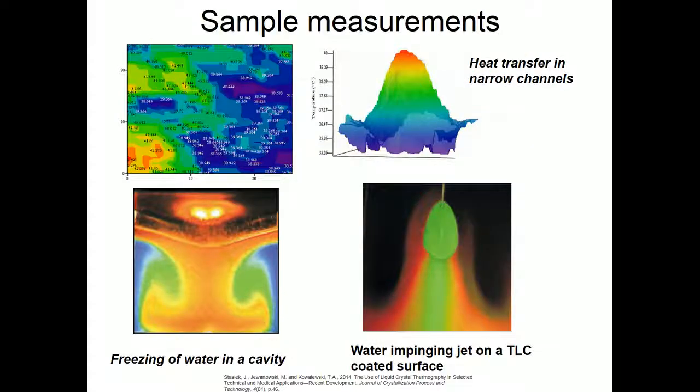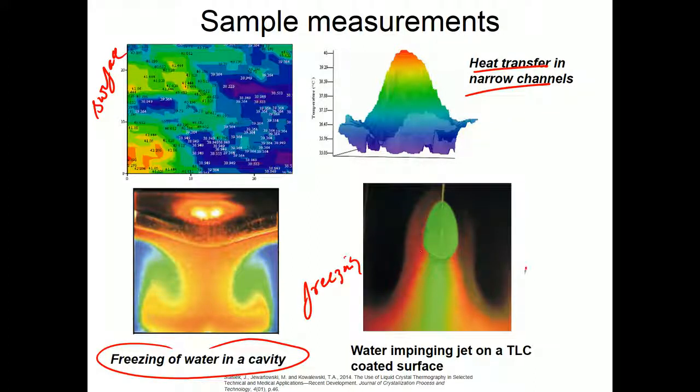So, these are more sample data, say for example, this is a surface where TLC sheets have been pasted and you can see the temperature distribution, you can see all the temperatures, okay, marked out. So, with very good resolution you have been able to get. This is heat transfer in narrow channels, okay. This is for example water impinging on a TLC coated surface, okay. This is freezing of water in a cavity. So, you can see all kinds of things, okay, has been captured using the TLC based technique, right from surface temperature all the way up to freezing, okay, all the way up to impingement. Okay, got it.